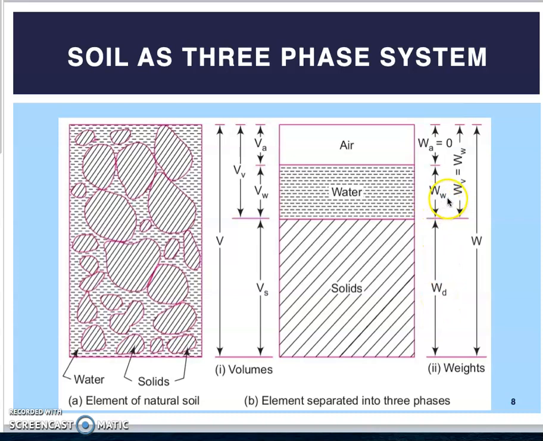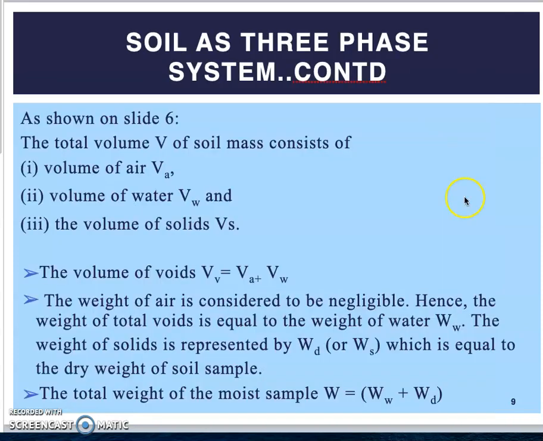Then Ww will be weight of water and Wa will be weight of air, which is equal to 0. So total weight of voids, V stands for voids, will be equal to weight of water because Wa is 0. Wv is equal to Ww plus Wa, but Wa is 0, so Wv, total weight of voids, will be equal to total weight of water in voids.